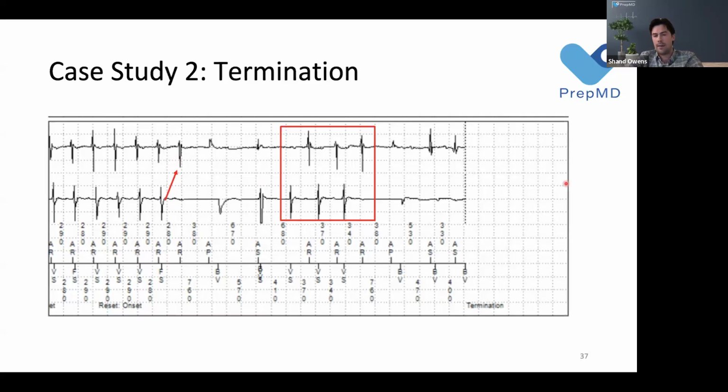And we get lucky after the termination, we have a 4-beat run of NSVT, where 3 of those beats go retrograde. And the morphology of those V to A's is pretty identical to the arrhythmia in question. So that further solidifies that this is VT.